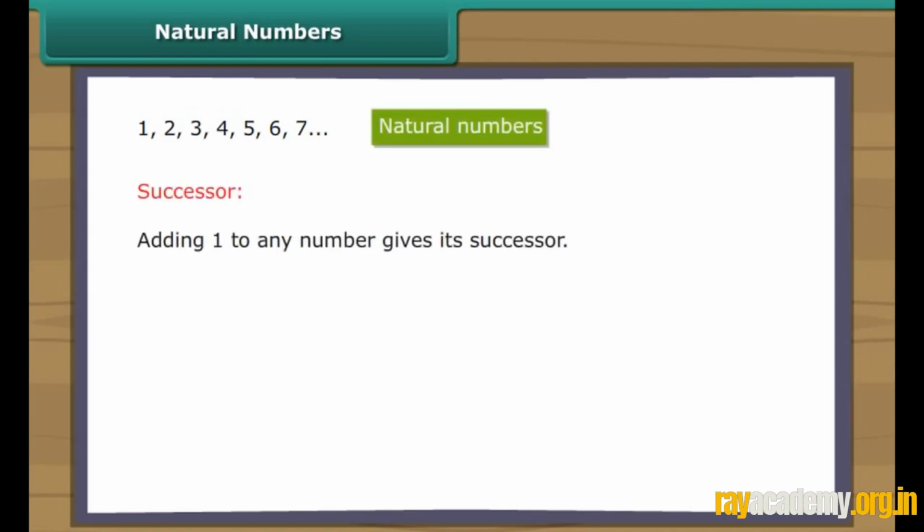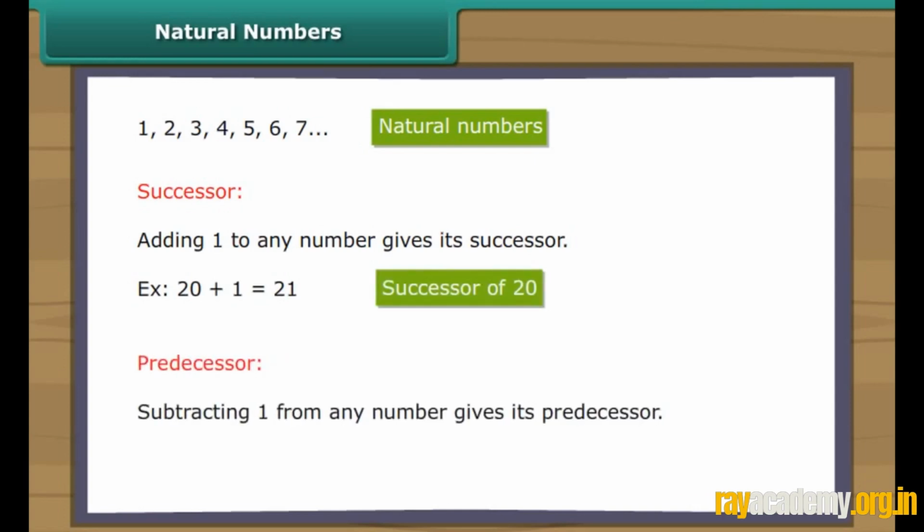Natural numbers. We use 1, 2, 3, 4 to count the objects. Counting numbers are also known as natural numbers. Adding 1 to any number gives its successor. Example, 1 added to 20 gives 21, which is successor of 20. Subtracting 1 from any number gives its predecessor. Example, subtracting 1 from 20 gives 19, which is the predecessor of 20. Interesting question. What is the largest natural number?